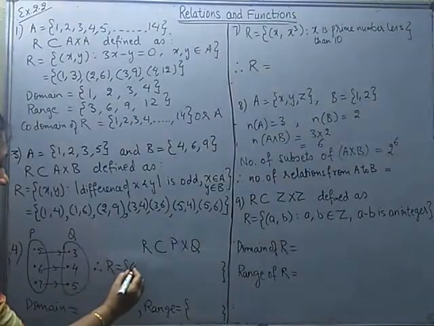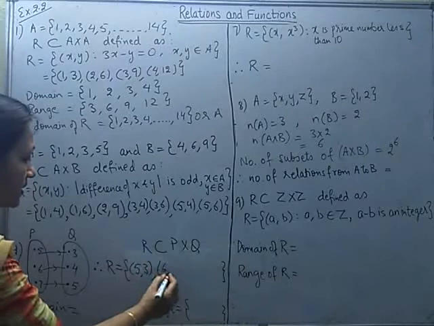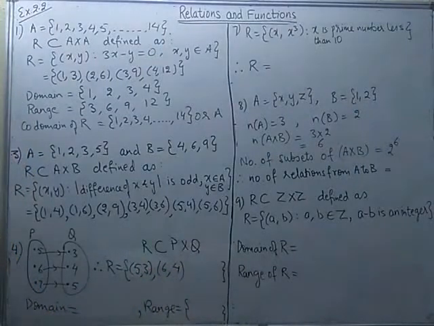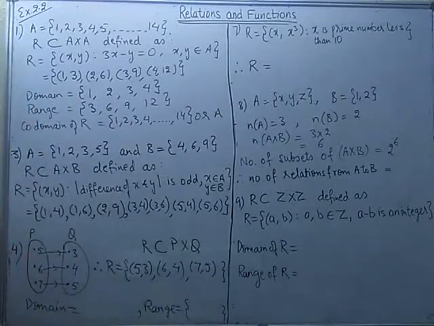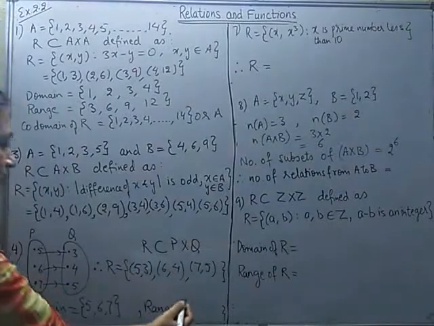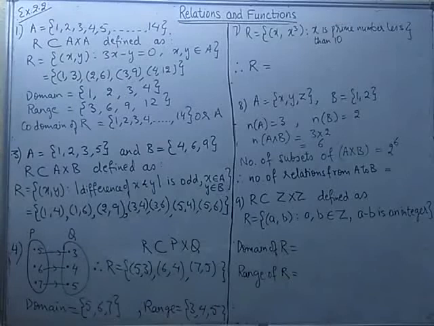So you can easily see 5 is related to 3. So one of the pairs is 5, 3. Then 6 is related to 4. Another pair is 6, 4. Then it is 7, 5. And what about the domain? Domain will be the set of first elements, that is 5, 6 and 7. Range will be the set of second elements of the ordered pairs, that is 3, 4 and 5.